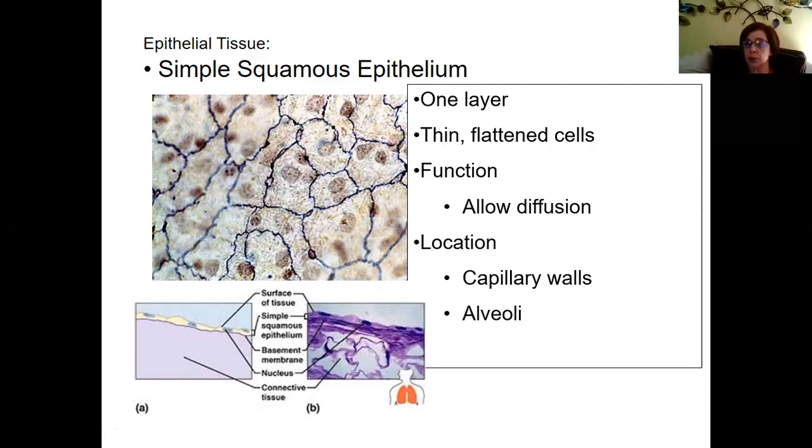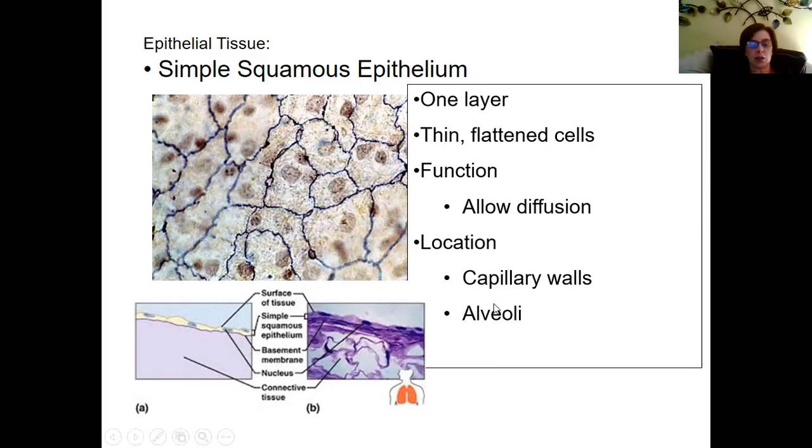And we learned about diffusion in biology a couple of years ago for most of you. But to diffuse means to go from an area of high concentration to low concentration. So if I sprayed air freshener right now, I would smell it across the room a little bit later because it would diffuse. If you're trying to diffuse gases, you don't want a really thick tissue that's going to slow that down. It needs to happen quickly, and simple squamous epithelium lets that happen. So we're doing that in our lungs.